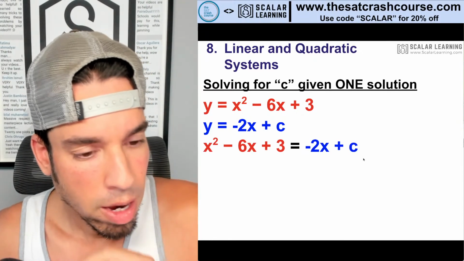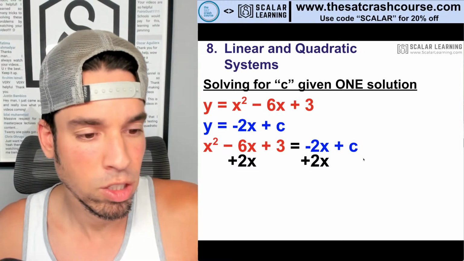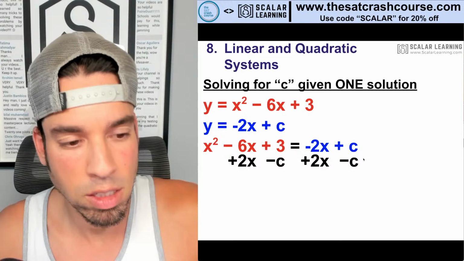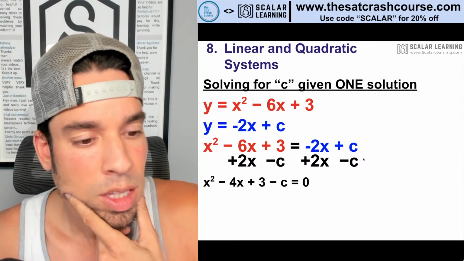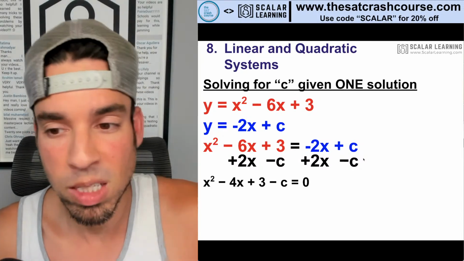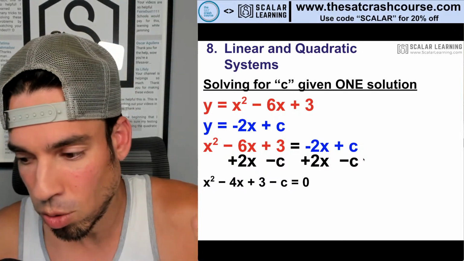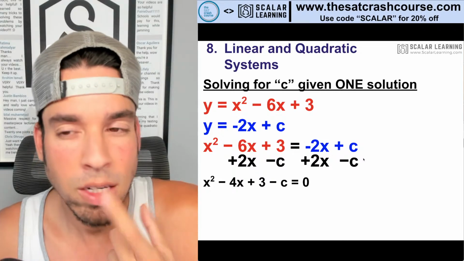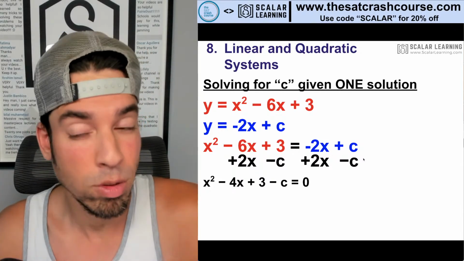Boom. And we're going to do the same thing that we did last time. We're going to add 2x to both sides and subtract C from both sides. And then we've got this equal to 0, and that's ideal because it's a quadratic. We always want to set it equal to 0, zero product rule, right? Well, wait a minute. Now I got a quadratic, and they're saying they only want one solution.